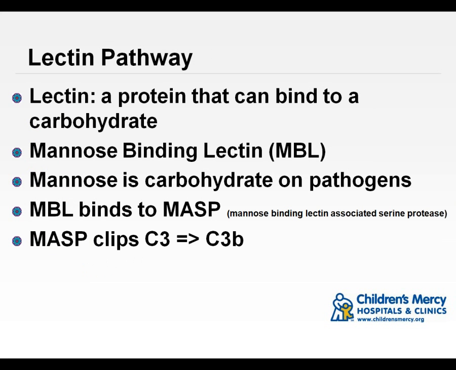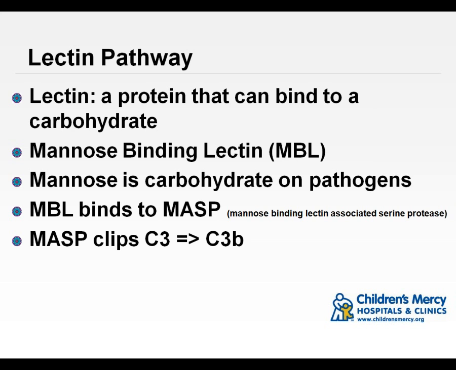Lectin is just a protein that can bind to a carbohydrate. Period. In general, that's what a lectin does. Of course, mannose is a type of carbohydrate, so there's something called a mannose-binding lectin, or MBL, which is a lectin that binds to the carbohydrate mannose. And mannose is a carbohydrate that is found on pathogens and not on immune cells, and not on human cells.